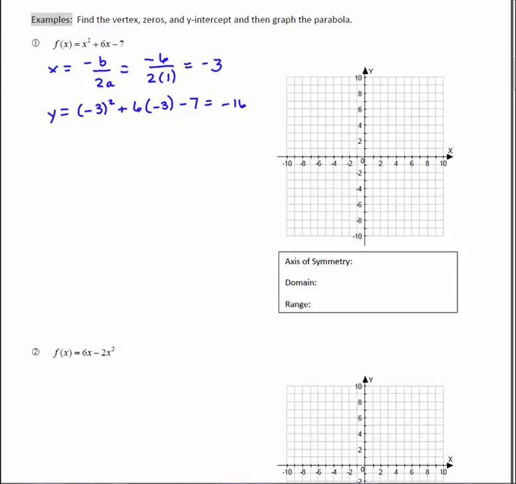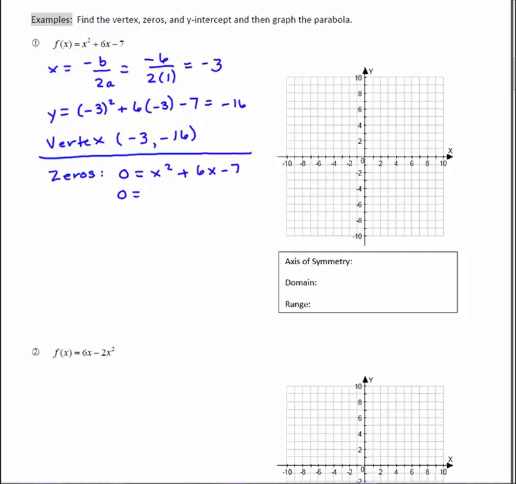All right, so we're going to go ahead and also find the zeros of this function. So let's just write this down. Vertex is at negative 3, negative 16. And the next thing we want are the zeros, the x-intercepts. The x-intercepts we can always find by setting y equal to 0. So I'd have 0 equals x squared plus 6x minus 7.